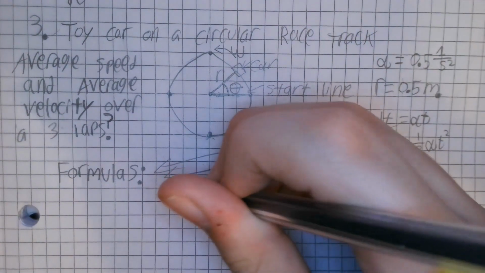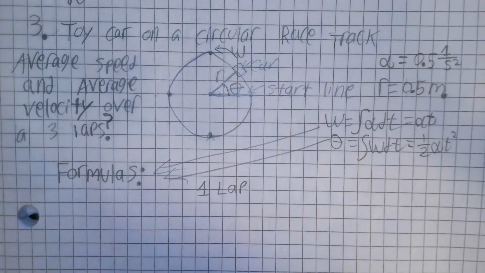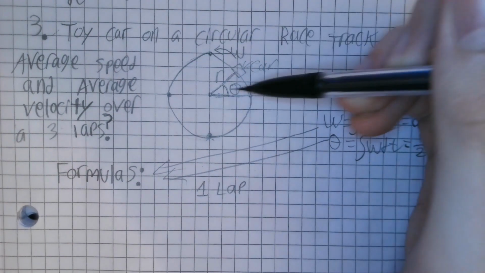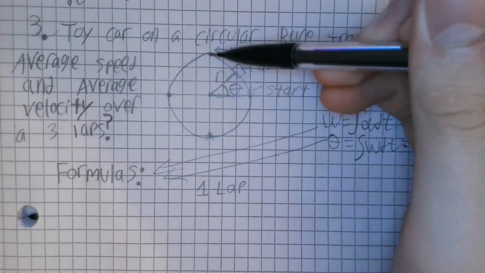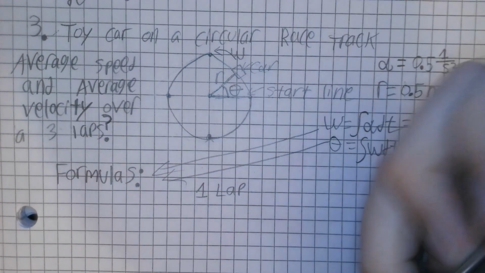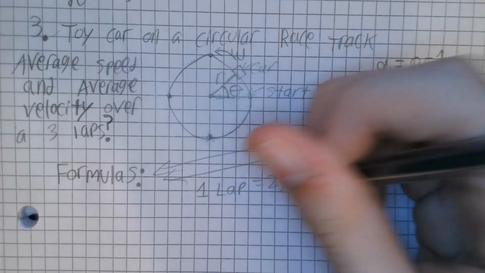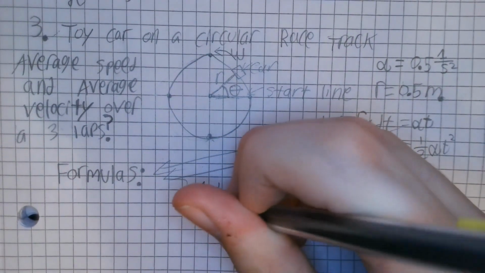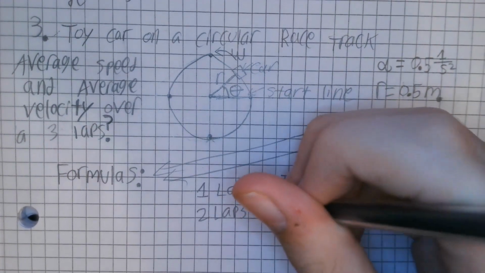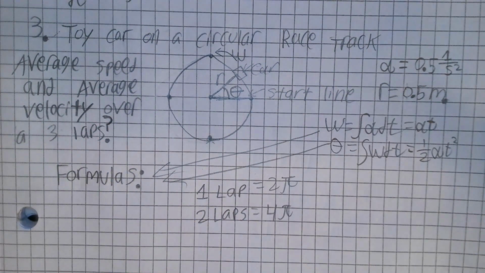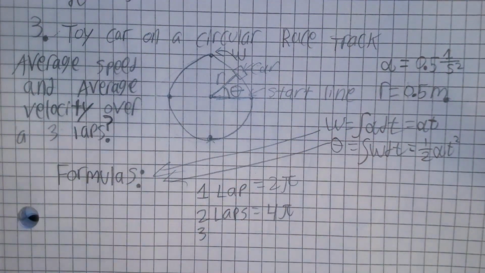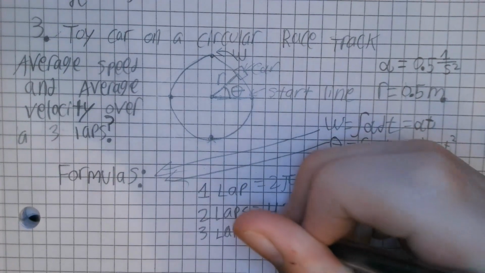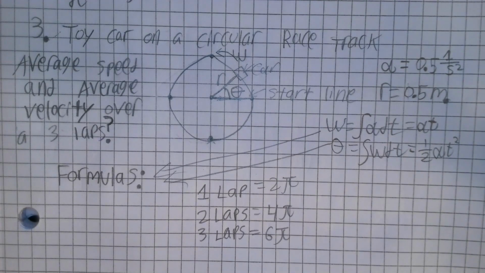So if we go 1 lap all the way around, well, this is 0 radians, this is pi radians, this is 2 pi radians, right? So 1 rotation around this circle, we go 2 pi radians. Okay? And I leave the unit off because radians are unitless. 2 laps, you might see where this is going, 4 pi. 3 laps is 6 pi. Okay.